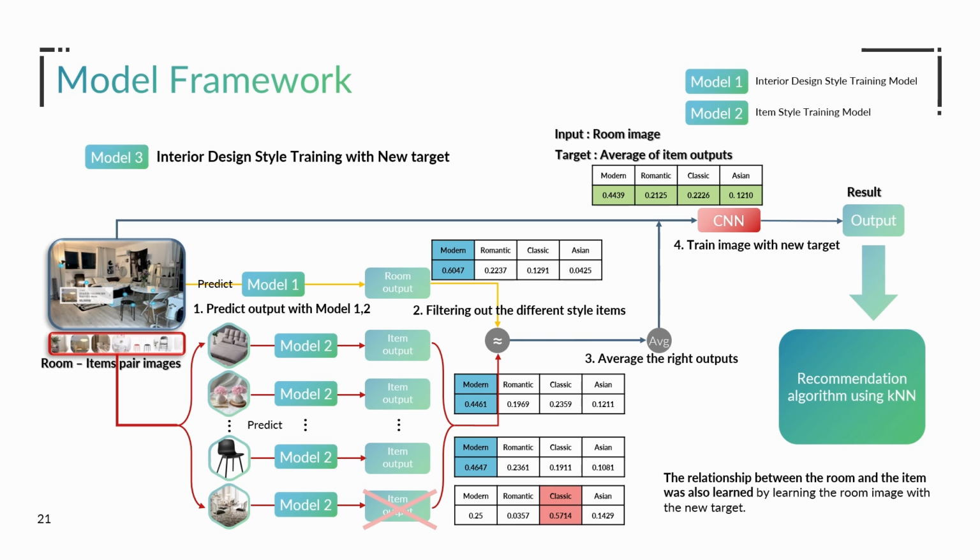Second, compare each item output to the room output to exclude different style items. Third, compute the average of the remaining item output to get the overall style of the items. Finally, we set that value as the target and train the room image. In this model, the relationship between the room and the items was also learned by learning the room image with the new target.